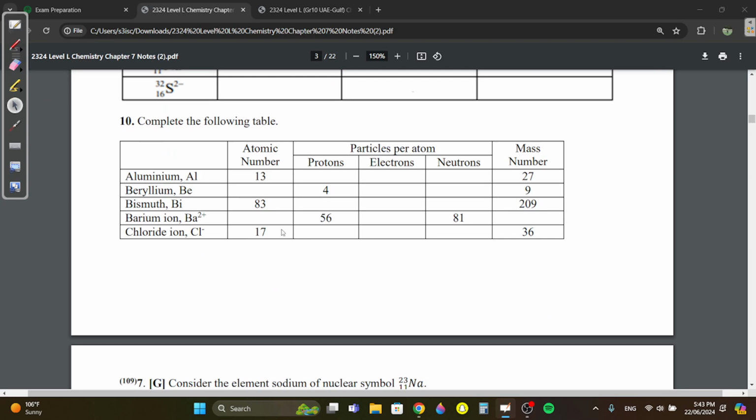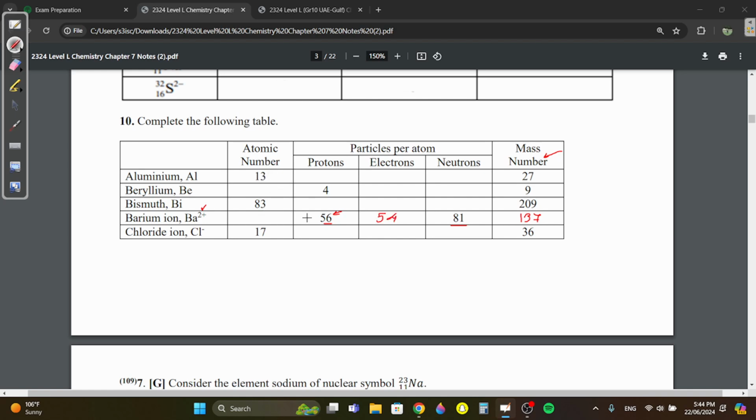Question 10. Complete the table. This is the same thing. I'm going to skip it. The only tricky one would be this one, barium here. They gave you its protons and its electrons. So can you find out the mass number? Yes, you just add these two up. So you get 137. Can you find the electrons? We know the number of protons it has, and since it's plus 2, that means it lost 2. So 56 minus 2 is 54.